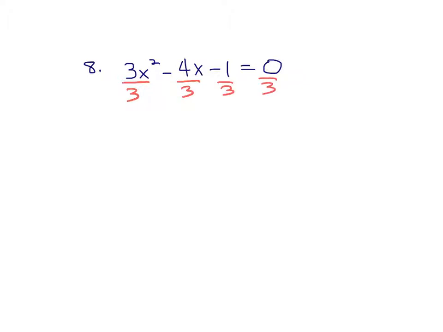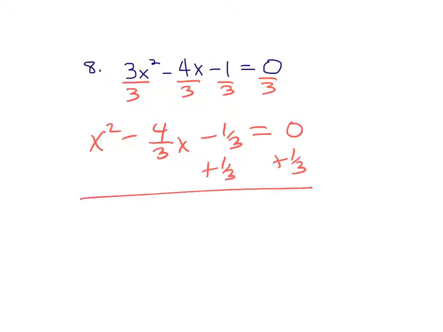Still, same thing. We need to make sure that the number in front of x squared is a 1. And to make it a 1, we divide by itself. So divide everything by 3. Then this becomes x squared minus 4/3 x minus 1/3 equals 0. Step 2, move the constant. x squared minus 4/3 x equals 1/3.